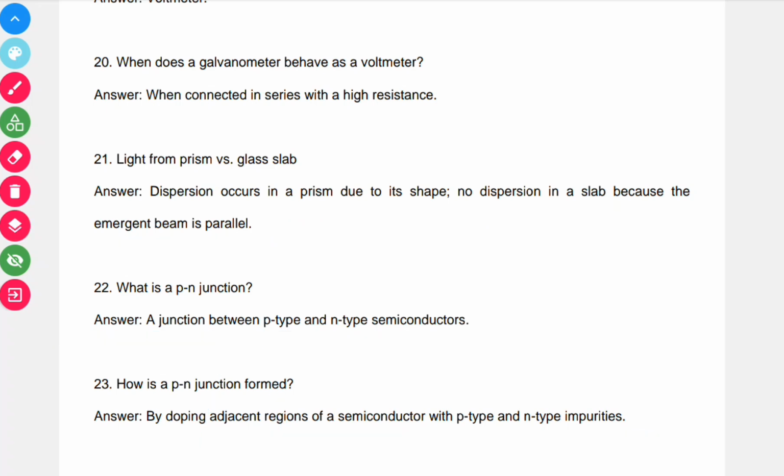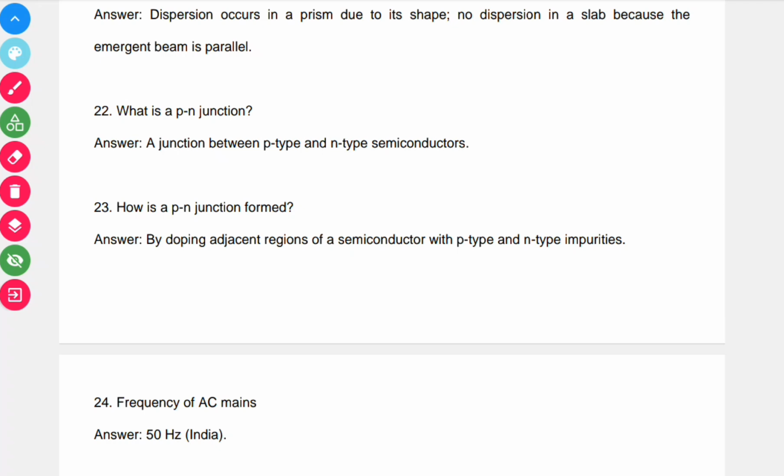ठीक है, what is a p-n junction, हो गया हमारा. How is a p-n junction formed? By doping adjacent regions of a semiconductor with p-type and n-type impurities. So मैंने आपके लिए थोड़ा और क्वेश्चन निकाले हैं. That's why I'm trying to take a screenshot, okay? फिर हम ये भी करेंगे. ठीक है, p-n junction: a junction between p-type and n-type semiconductors.